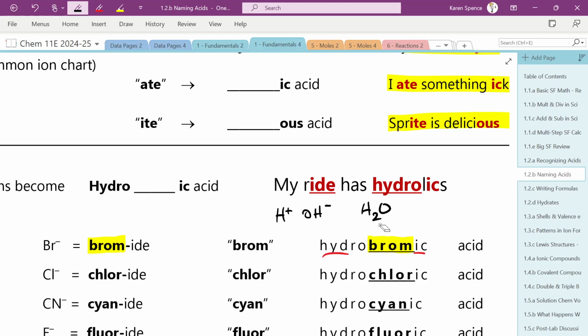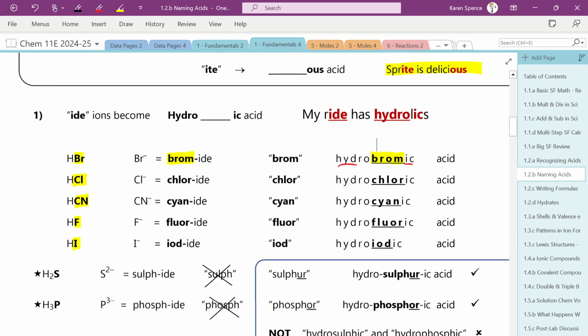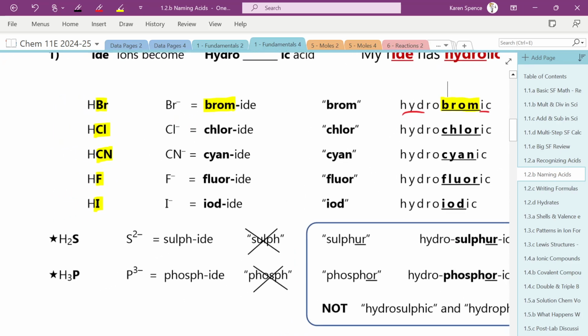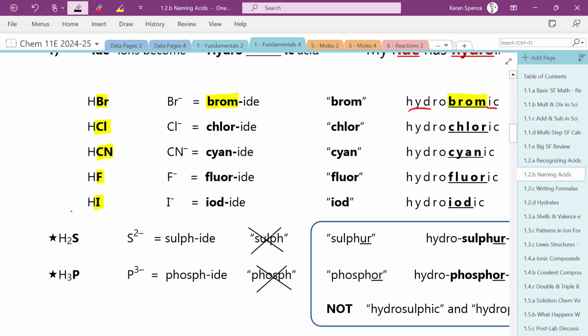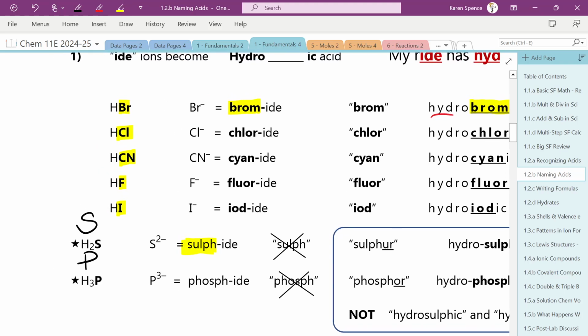Where's my little erasy thing? There we go. Okay. So those are our acids, and all you do is you take them. Now, there are 2 elements which are slightly weird. One is sulfur, and one is phosphorus. And they don't behave when they go with their name exactly the same as everything else. Because if they did, this would be hydrosulfic acid, and there is no such thing as hydrosulfic acid.